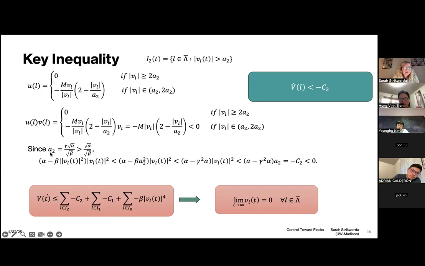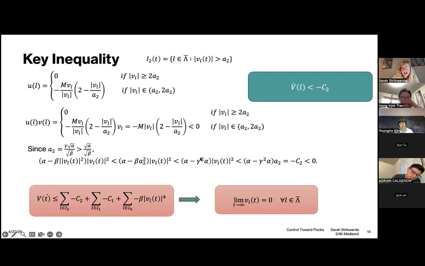And then we also see that since A2 is equal to this gamma times the square root of alpha over the square root of beta, and that's greater than the square root of alpha over the square root of beta, then the other part of the derivative, this nonlinear term, is going to be less than this, because we said that our VLs were greater than A2, so we have that.